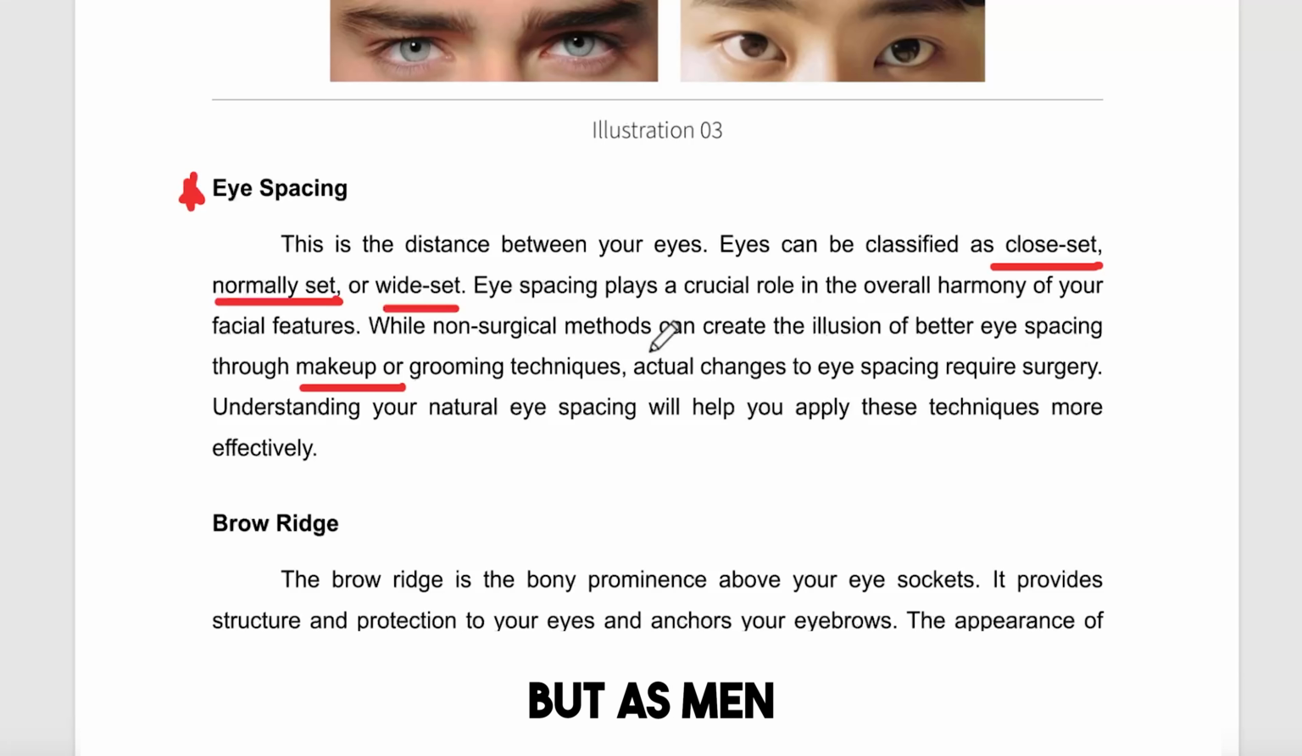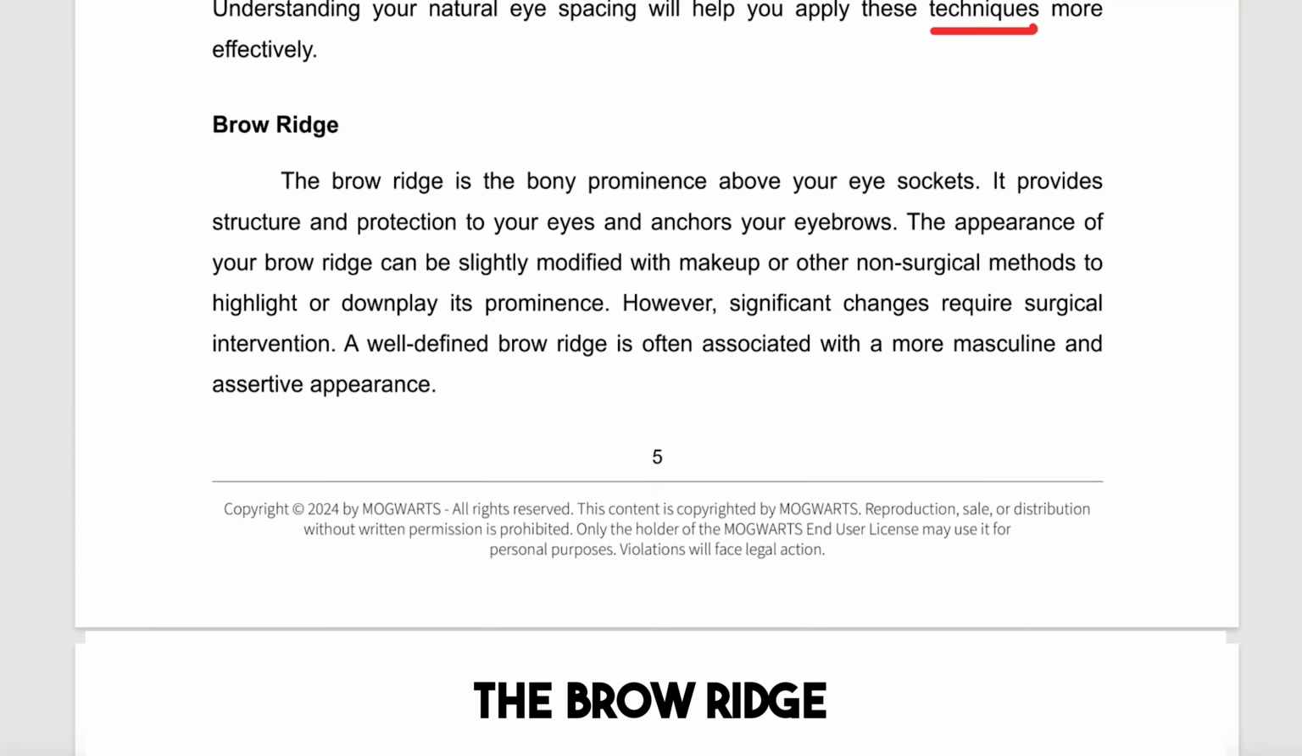But as men, you got to be very delicate with this thing. Actual change to eye spacing requires surgery. So objective change from the spacing of your eye is of course going to require surgery. Understanding your natural eye spacing will help you apply these techniques, right? Grooming techniques for your eyebrows as well, more effectively. And then we have the brow ridge, right?